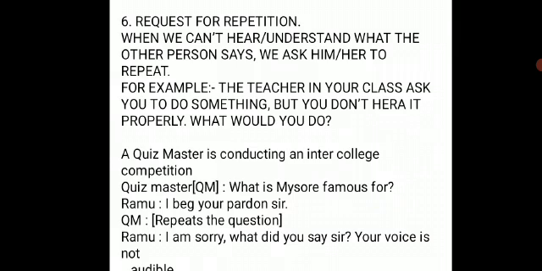The next one is the request for repetition. We use this very commonly when we can't hear something. When we say something rude there, it is out of manners. Because you may meet elder persons or official persons, and if you say that, it will look very odd. So, my dear students, request for repetition. When we can't understand what the other person says, we ask him or her to repeat.